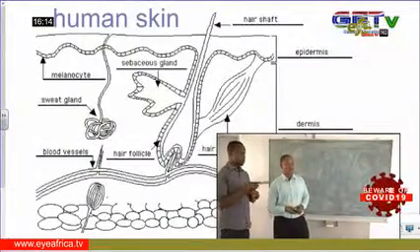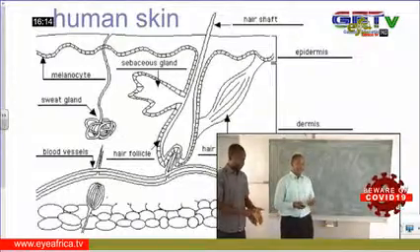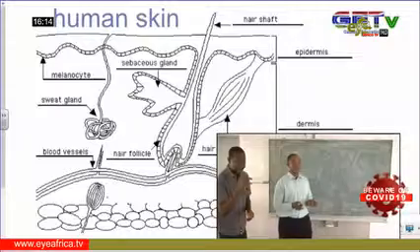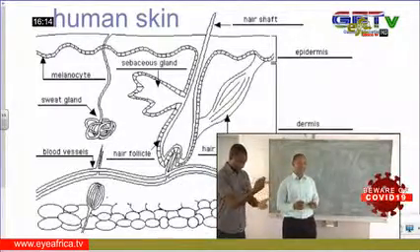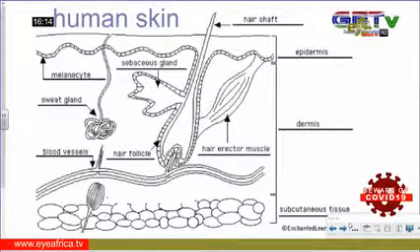Finally, we want to look at the human skin. Now, again, remember, you should learn to draw and name the parts. At this level, usually they will bring the diagram for you. So your part is to make sure you understand the parts. You should be able to name the parts and state their function.